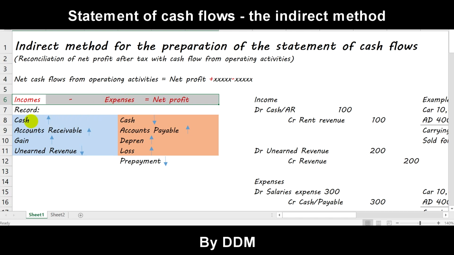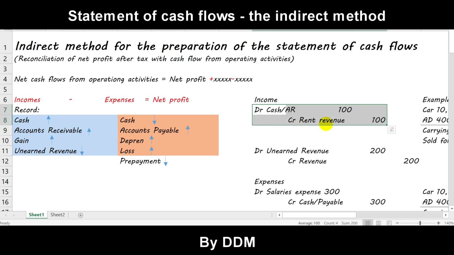Let's just look at some commonly used items in a textbook or in the very first accounting course. So, for example, when cash increases, it's likely that a business makes some revenues or some incomes. For example, when a business made rent revenue, we can debit cash, or if we haven't received cash yet, we debit accounts receivable. Debit cash, in this case, or accounts receivable, 100, and credit rent revenue. So, rent revenue increased by 100 will also lead to the increase in cash or the increase in accounts receivable.